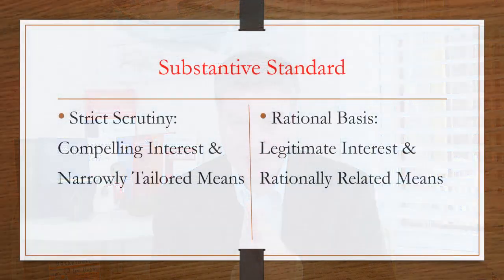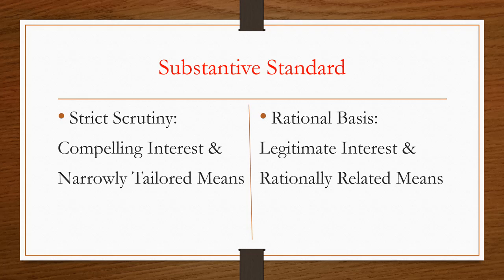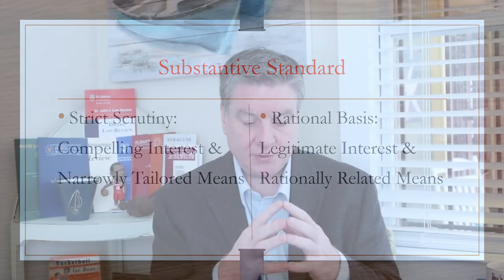So that's what a compelling interest means. The means side, under strict scrutiny, requires that the means be narrowly tailored. So the best available, least restrictive means possible for achieving that compelling interest. Now, you're kind of familiar with strict scrutiny from Con Law 1.